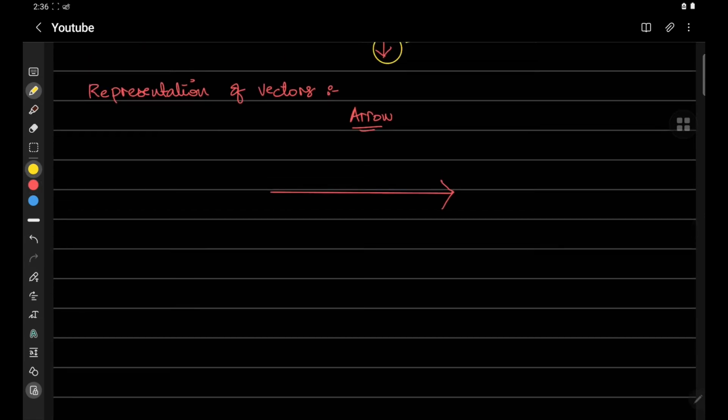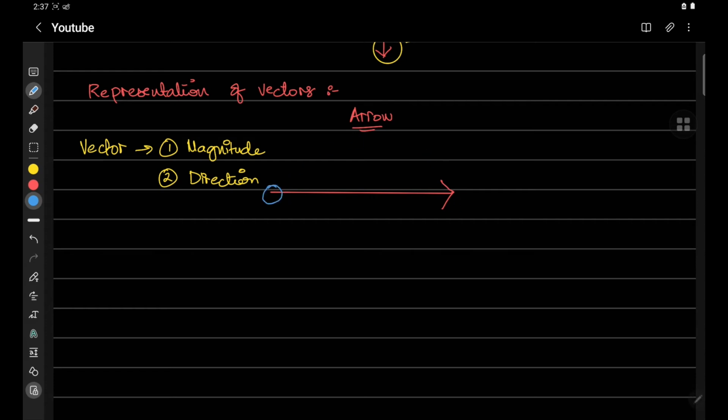Now, what are two things that the vector is made up of? The vector has, number one, the magnitude, which is how big or small the vector is. And number two, it has the direction. All right. Now, why do we use an arrow to represent a vector? Because the arrow is basically representing both of these qualities. All right, it shows both of these qualities.